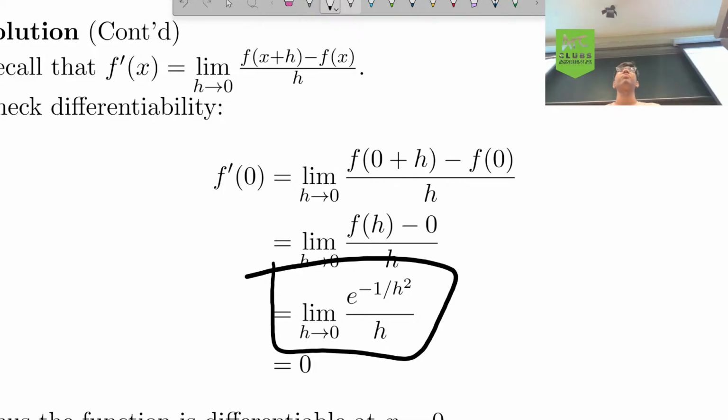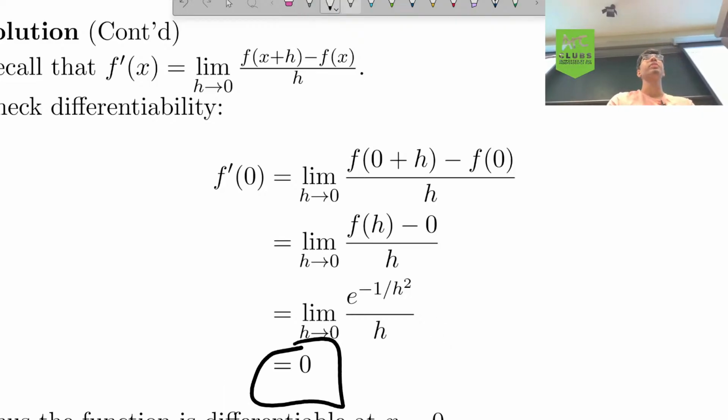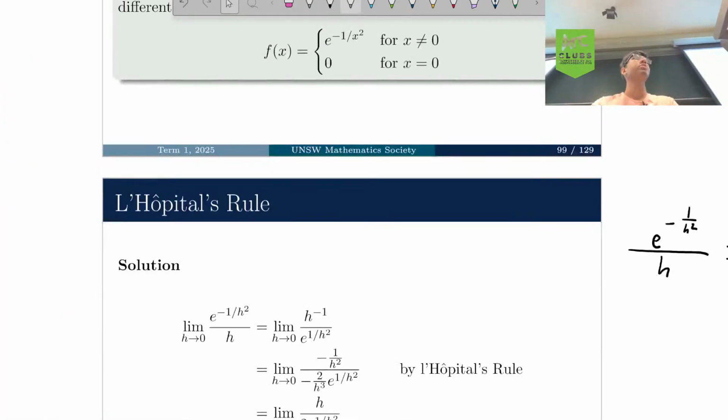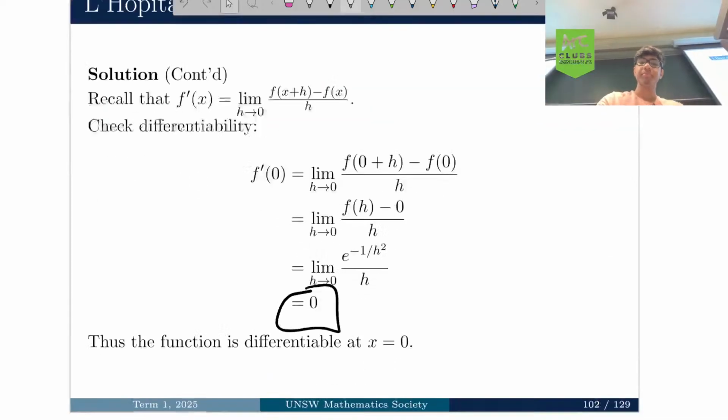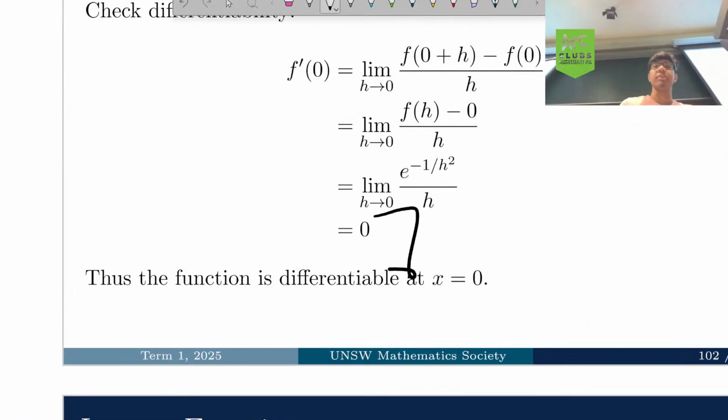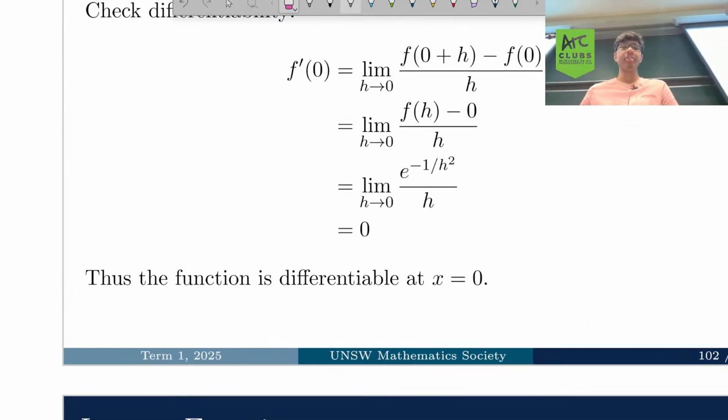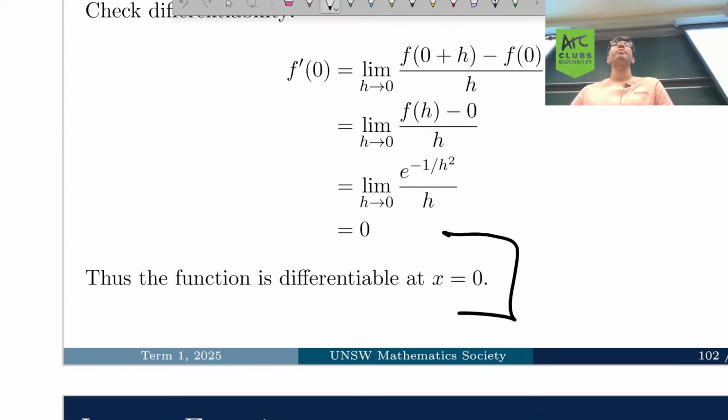Well, hopefully this is really familiar because this is the part we just ended up solving, and it was equal to 0. We did it all out, we did a lot of work just to get to the same thing. So this all equals 0. Hence, the function is differentiable at x equals 0. Does that make sense for everyone? Cool.